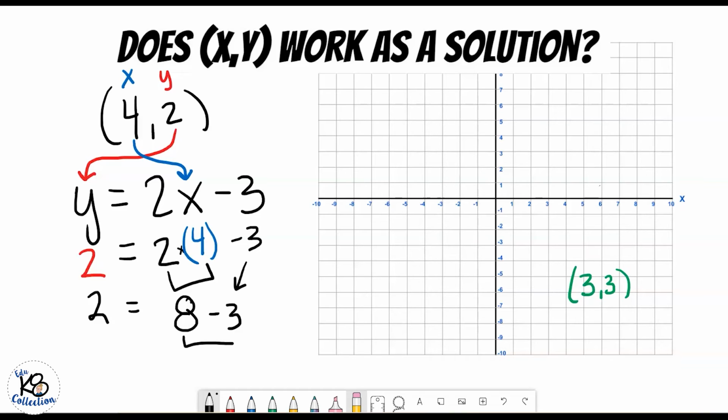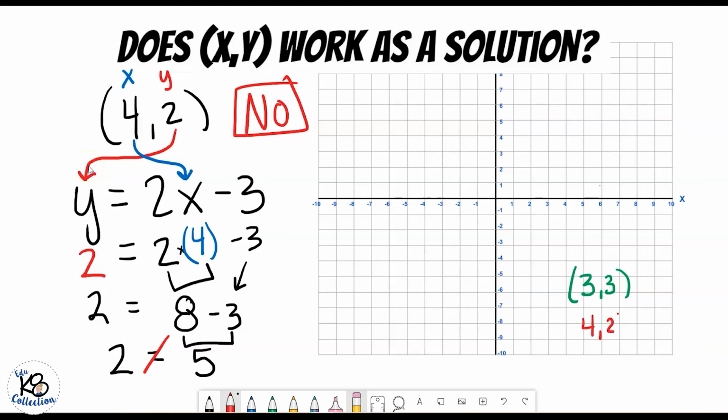Now when I simplify the right side, 8 minus 3, that is 4. Wait, that's not 4. Hold on, sorry about that. I knew that was wrong there. Let's try that again, 5. But still, 2 does not equal 5. So no, this is not a possible solution. I'm going to keep that in red over here, and we'll see later how we can tell that it's not a solution.